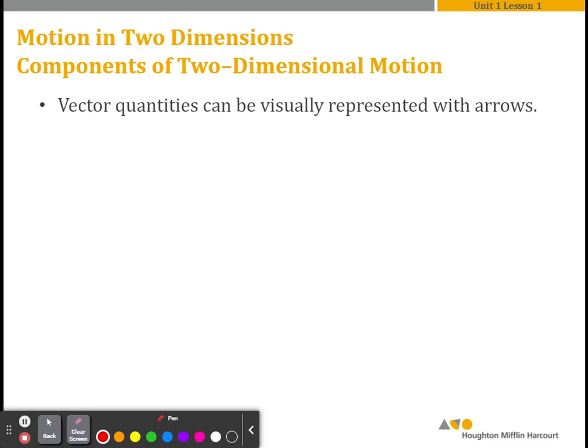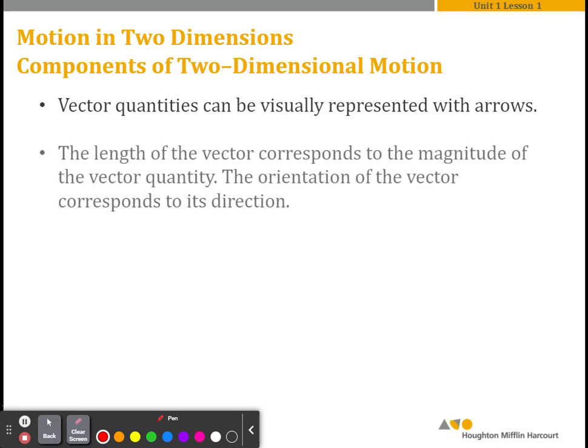We do this a lot in physics. We draw arrows to represent vectors, to represent vector quantities, and we do it in a very precise way. We pay attention to the relative length of our vectors. The longer the vector is, the greater the magnitude of the vector quantity.